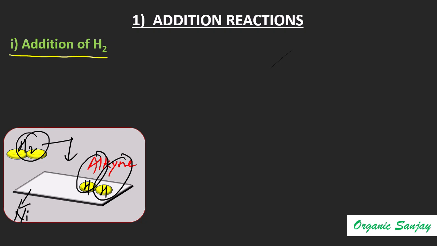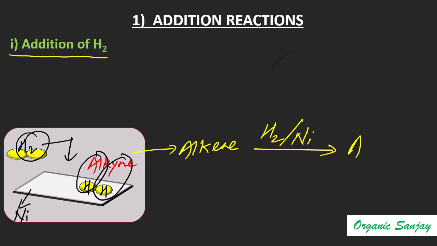So it will at first change into alkene. Again the same process gets repeated. The next molecule of hydrogen will add in the presence of nickel, and it will finally give alkane. This is the key concept: alkyne will add altogether 2 molecules of hydrogen to give alkane as the final product. Initially alkene is formed, and again the process repeats and alkane is formed.